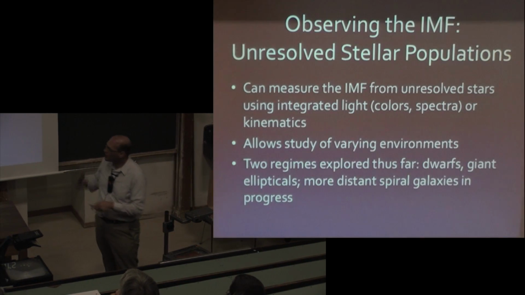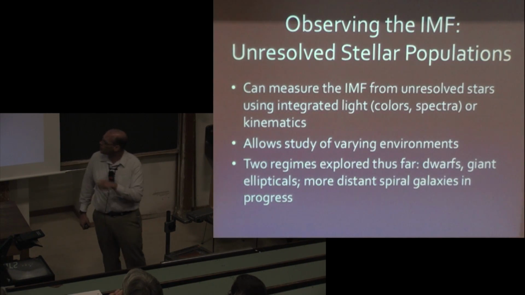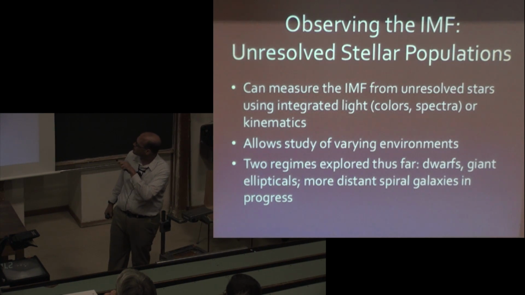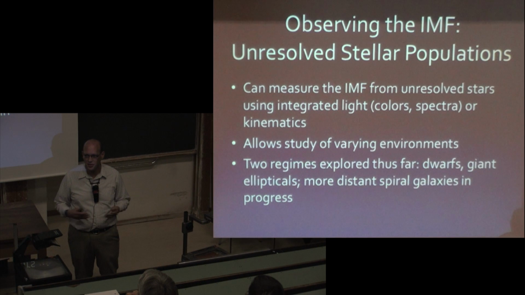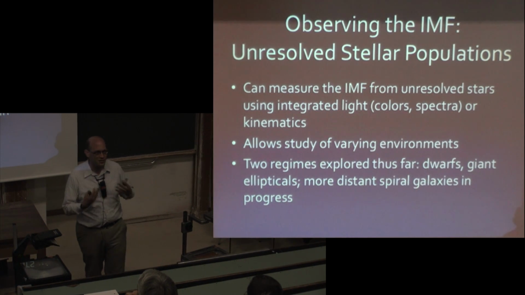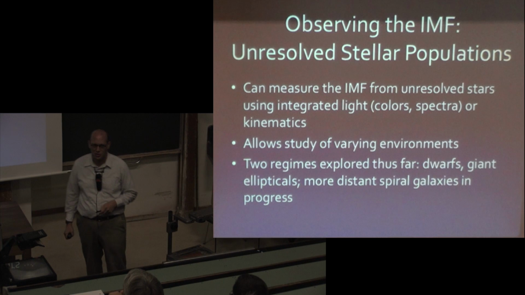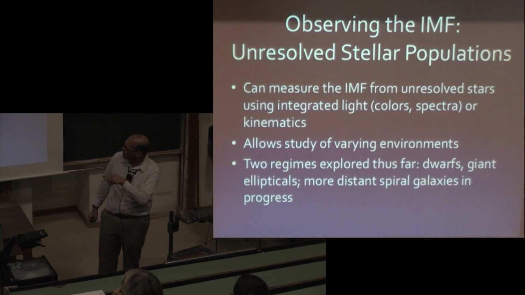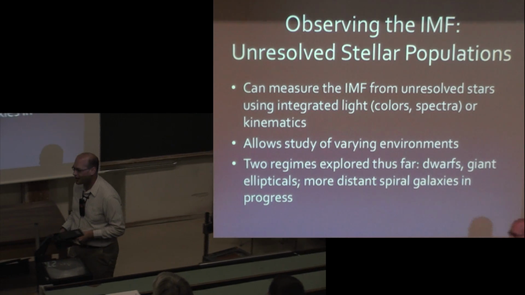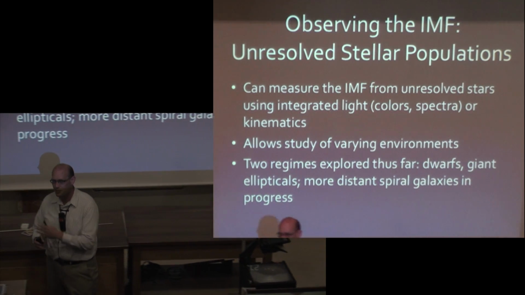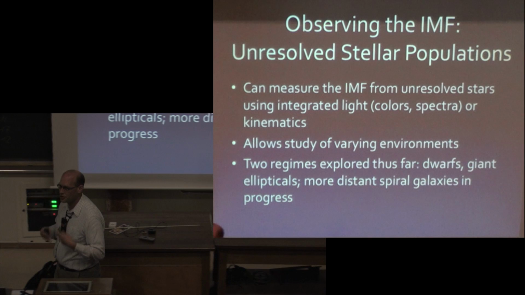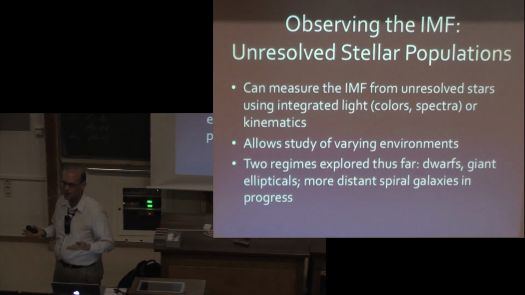Now, the other thing you can do to observe the IMF is go after unresolved stellar populations. The challenge there, of course, is that you can't count the individual stars. You need to have some way of inferring what the underlying IMF is, but you don't get to see every single star. One way of doing that is to use integrated light. That is, you can say, if I had a certain IMF, I expect that the summed light output I can see would look like this. And you can do that either through colors or from the spectrum.